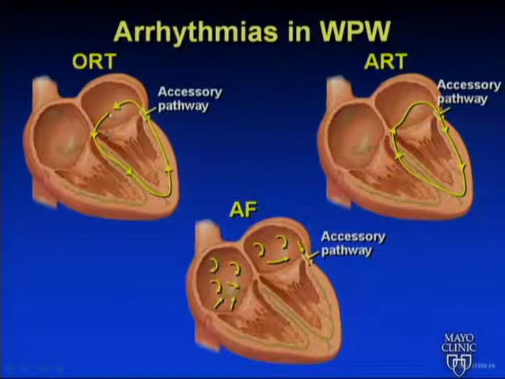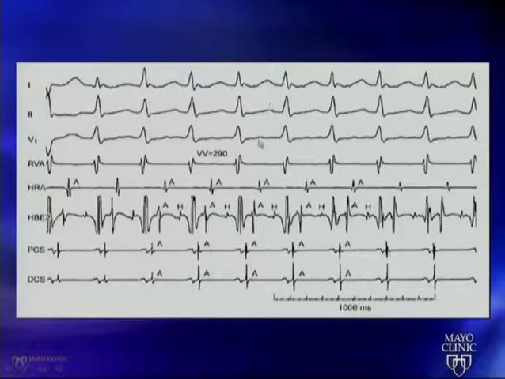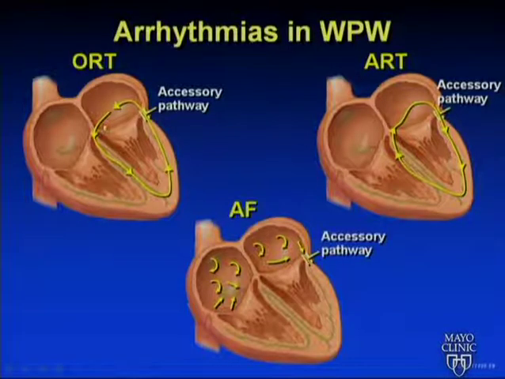What are they? Well, since you have two ways to get from A to V, you could go down the AV node and back up to the atrium through the pathway. That's orthodromic reciprocating tachycardia. You could do it the other way around, where you enter the ventricle through the accessory pathway, and that's antidromic reciprocating tachycardia. We'll go through each of these later, but let's look at some intracardiac tracings to see if we could figure it out. It's actually pretty simple. Just think of this.